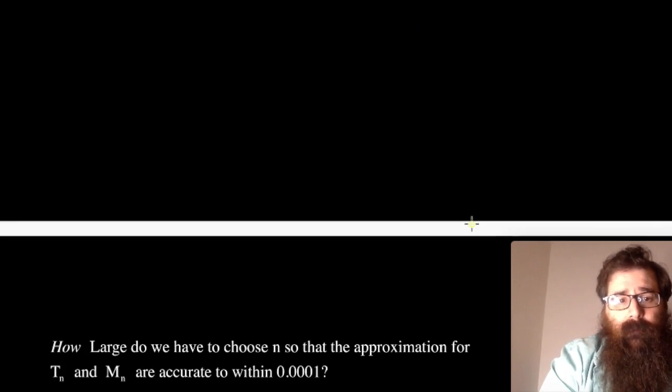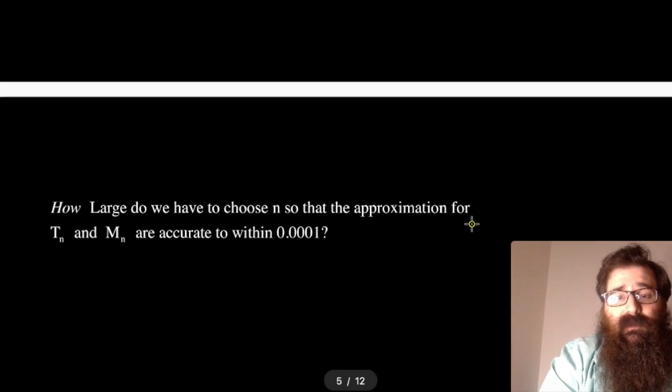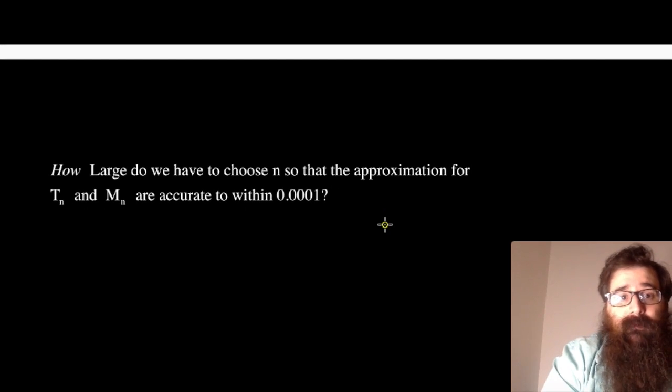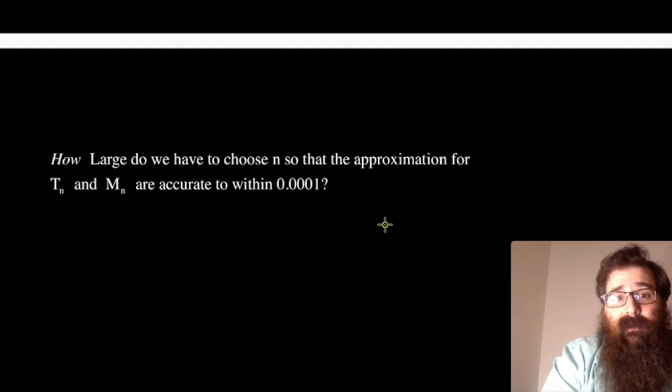We'll take a look at one more example. So here I want to use what we just talked about, those error-bound evaluations, to figure out how large we would want to choose n, the number of partitions, so that the approximation for trapezoidal rule and midpoint rule are accurate to within 0.0001. So that's 0.0001.